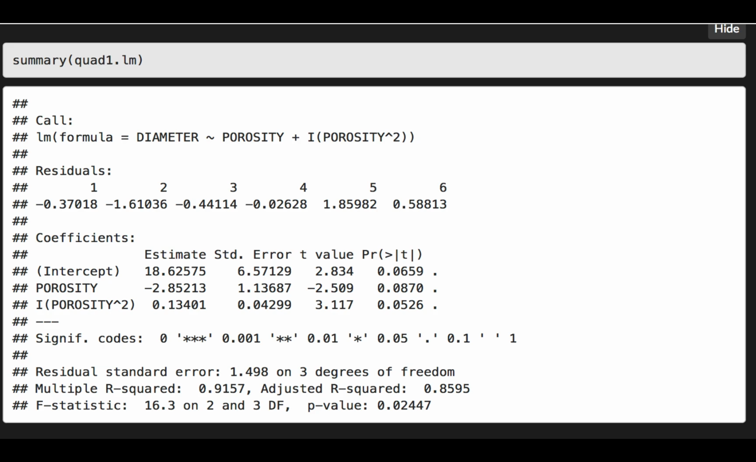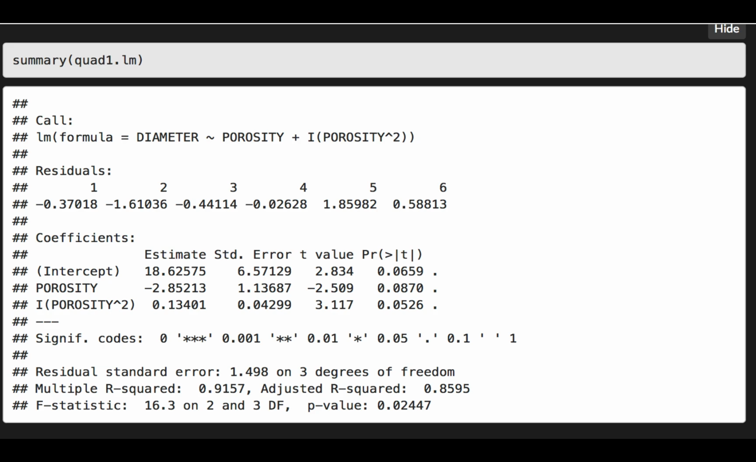Lastly, we move down to the residual standard error, which gives us a good idea of the error and the residuals, and allows us to comment and speak towards that. The lower or closer to 0 this value is, the better. Ours is only 1.4, which is just fine.